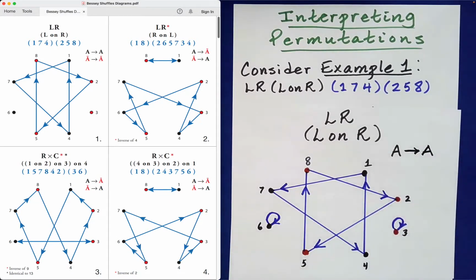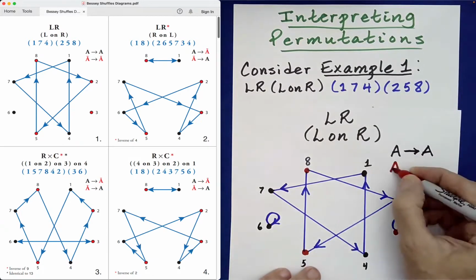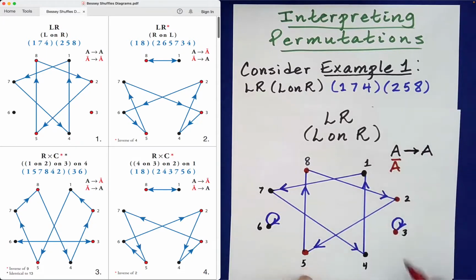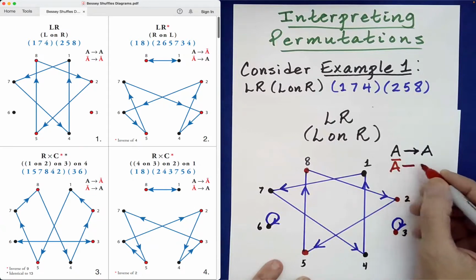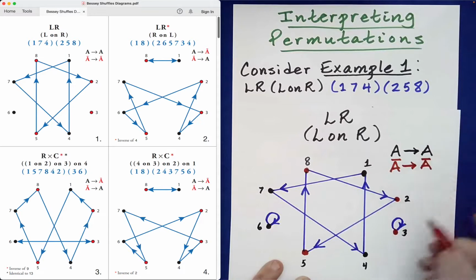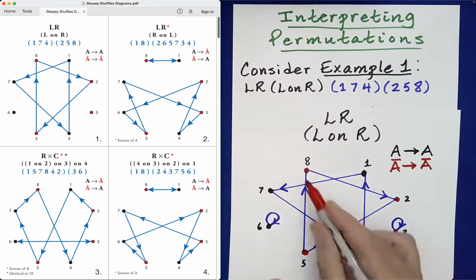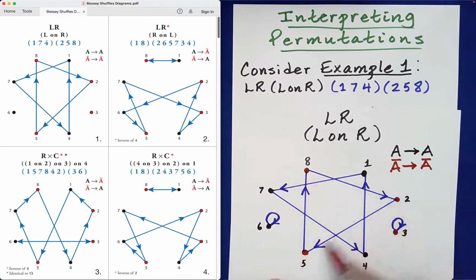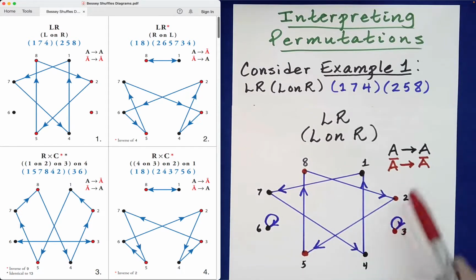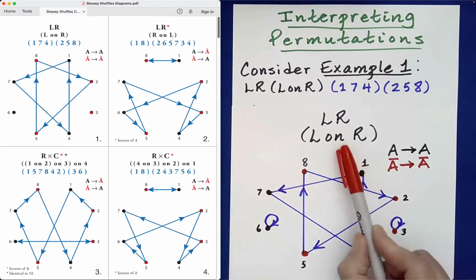Well, once we know that, then we also know that A complement, which are the red vertices there, red points, so 2, 5, 8, and 3, those get sent somewhere to themselves. Either they're fixed, as in the case of 3, or they just get moved around, permuted among themselves, at 2, 5, 8. So in this case, we would say that this shuffle preserves Bessey sequences of order 8.